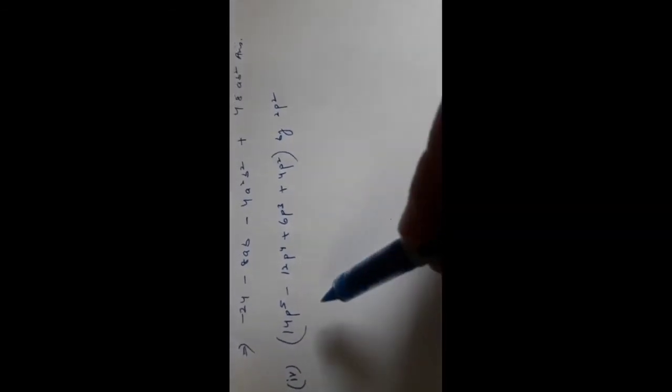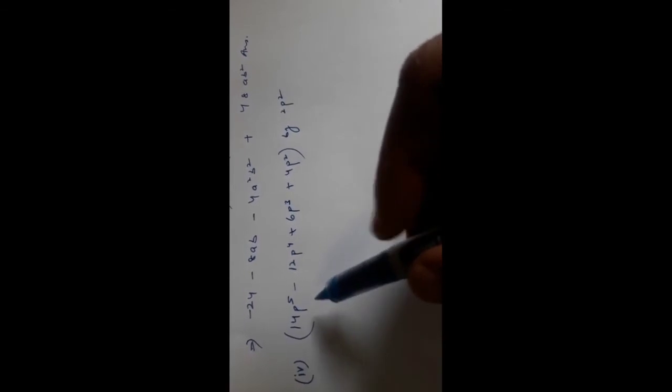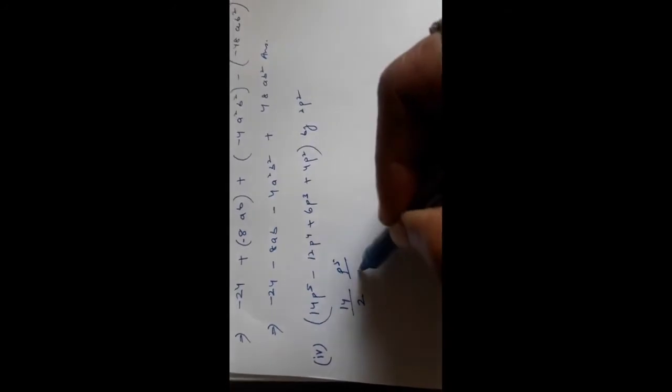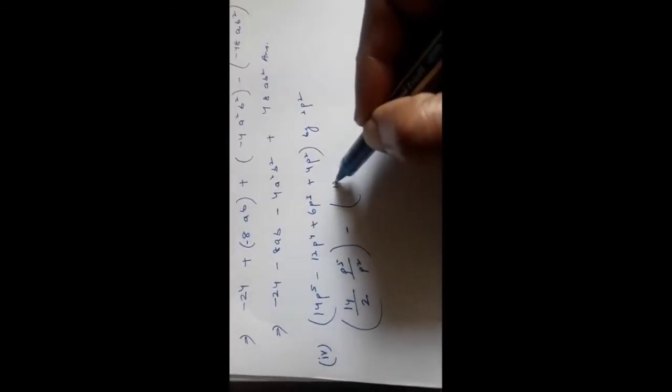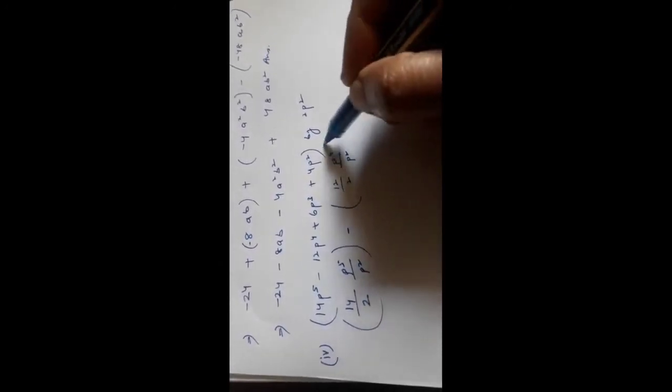Now the fourth part of question number 2 is 14p raised to the power 5 minus 12p raised to the power 4 plus 6p cube plus 4p square, and we have to divide all these expressions by 2p square. So let's check out how to solve. First, 14 by 2p raised to the power 5 with p square in single bracket, minus 12 by 2 p raised to the power 4 with p square in single bracket.